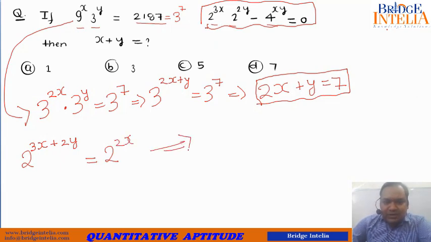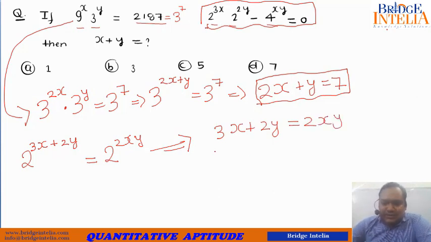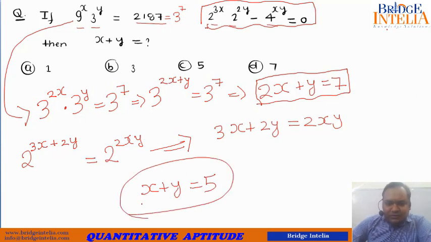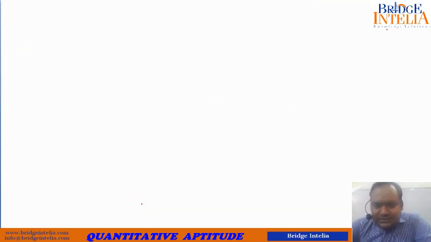So from here, this is what you can conclude. This will be 3x plus 2y is equal to 2xy. So it's just like the previous example. As we have just now solved, if you solve these two equations in two variables, you will get two separate values for x and two separate values for y. You have just solved just like the previous one. So here also you will realize that x plus y comes out to be equal to 5.